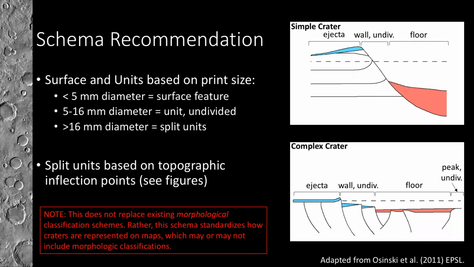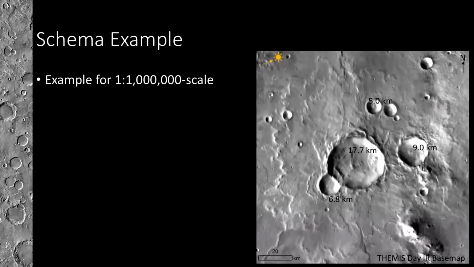We want to stress that this does not replace existing morphological classification schemes. Instead, we're just standardizing how craters are represented on maps, which may or may not include morphologic classifications in those map products. Next slide. So as an example, building a 1:1 million scale map on Mars using a THEMIS Day IR base map. Next slide.